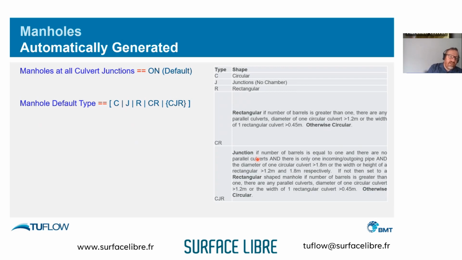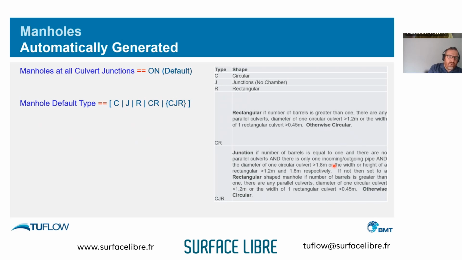I should probably point out I'm happy to share these slides afterwards, and all this information is in the manual as well. If it's not a junction, then it'll be a rectangular based on the criteria there. So if the number of barrels is greater than 1, if there are any parallel culverts, or the diameter is greater than 1.2. Otherwise, it's circular.